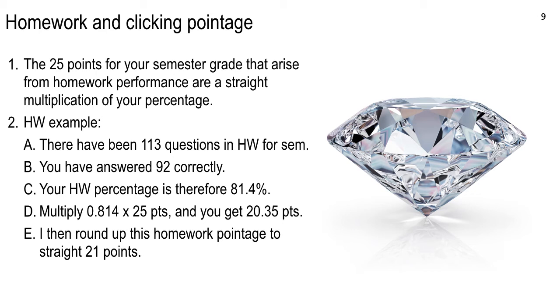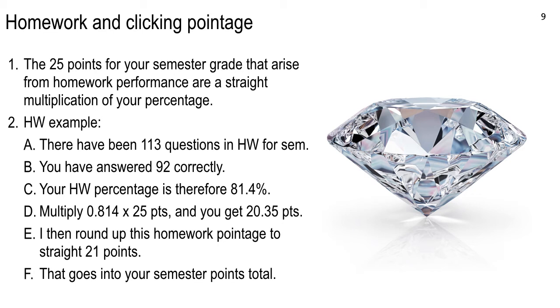And many of you will have a 21 out of 25 this way by the end of the semester, or higher. A lot of you will have 25 out of 25. Homework is easy money. I mean, you've got to work for it, but it's pretty easy. Clicking, we'll do that next.